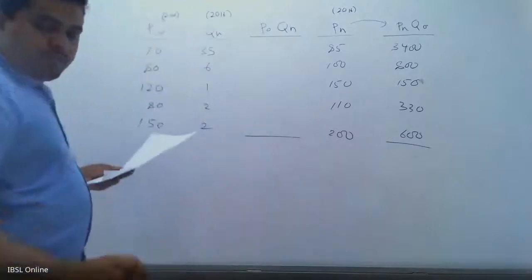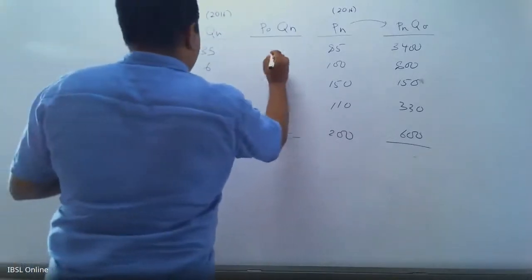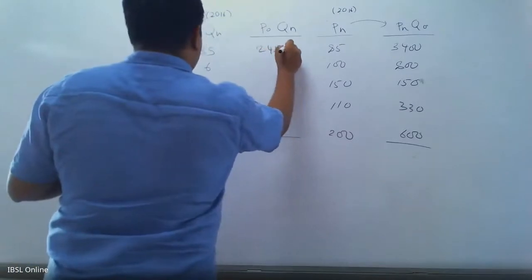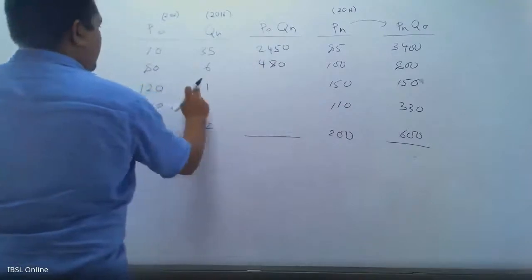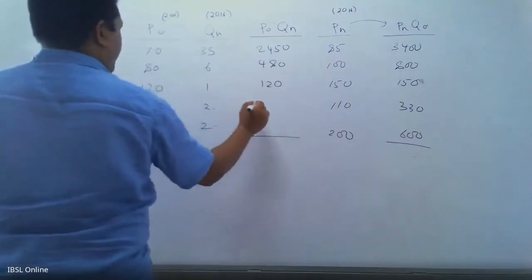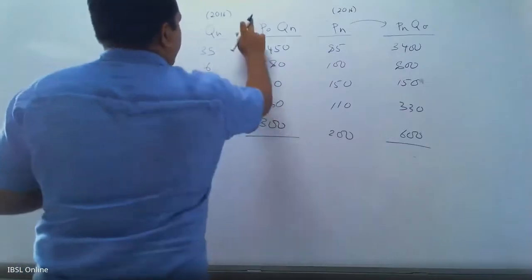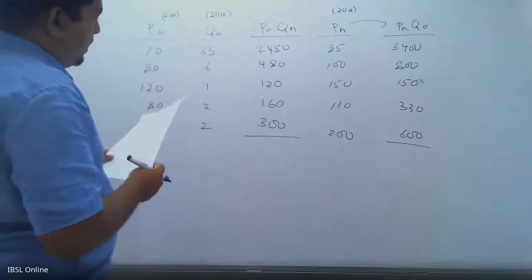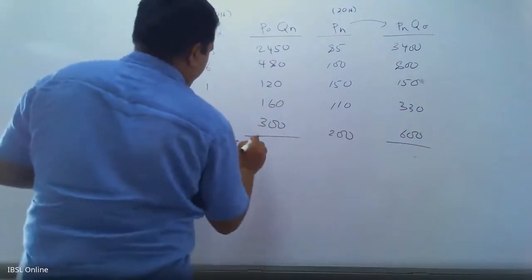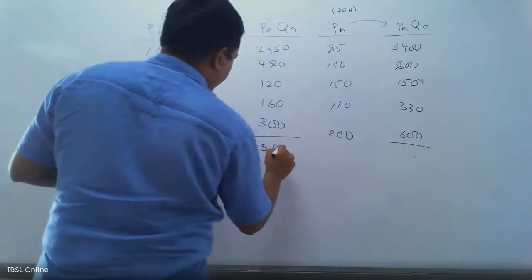So these values shall be 70 into 35, 2450. This is 480, 120, 160, and 300. So I have the P0 Qn multiplication here. If you take the sigma, it should be equal to 3510. Okay.